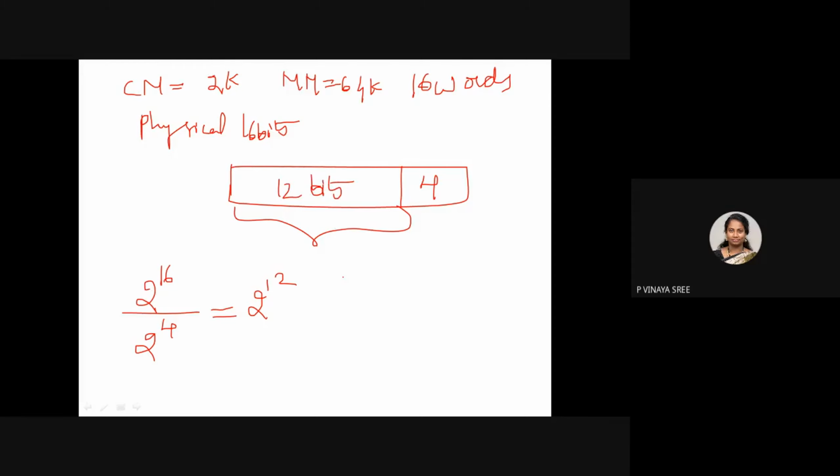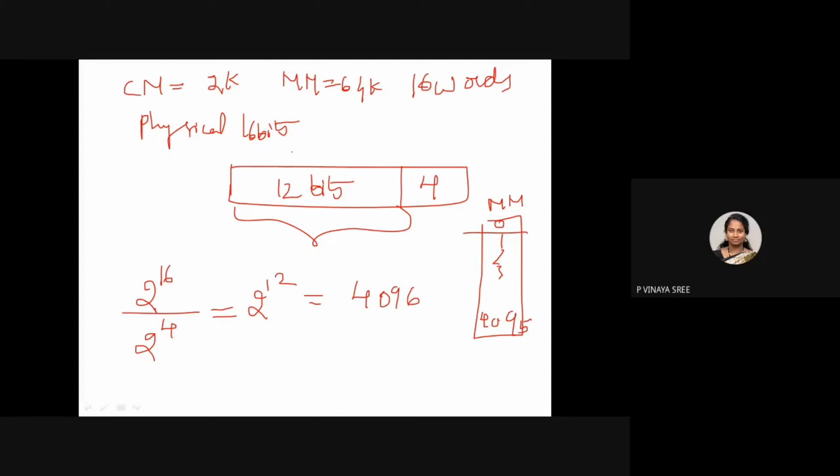Now 2 power 12 equals how much? How many blocks do we require if the main memory size is 64K? 2 power 12 is 4096. When they ask this type of question, you need to represent that we have a main memory with block 0, 1, 2, 3 until 4095. You have to show this with this example. So this is for main memory.